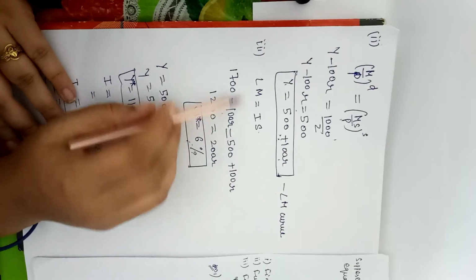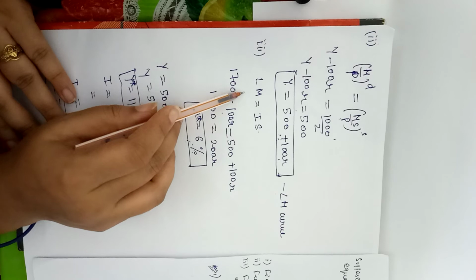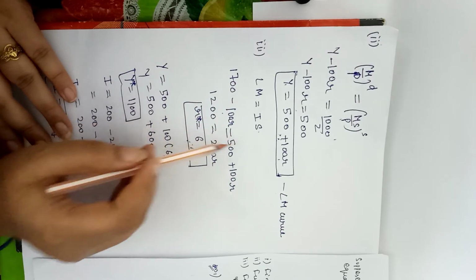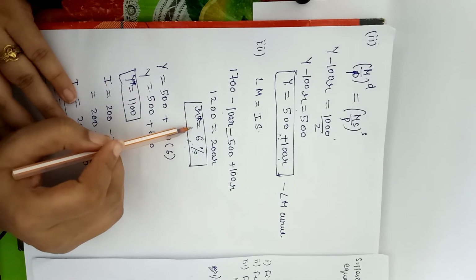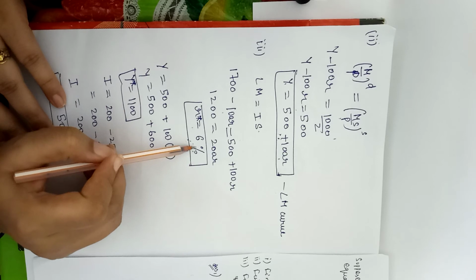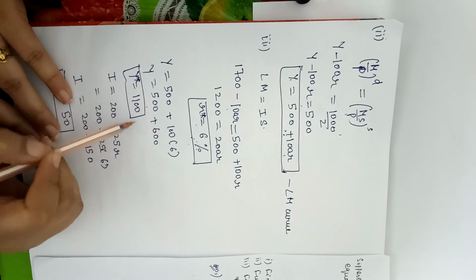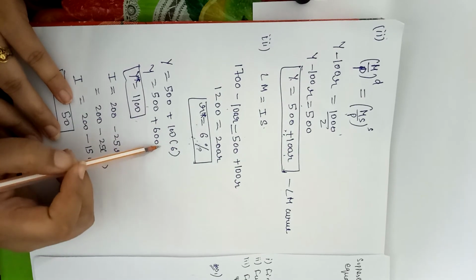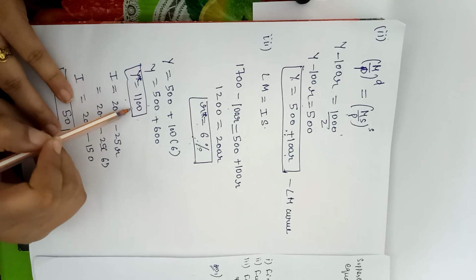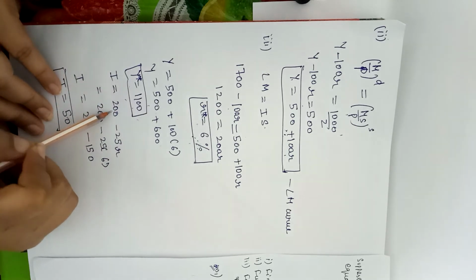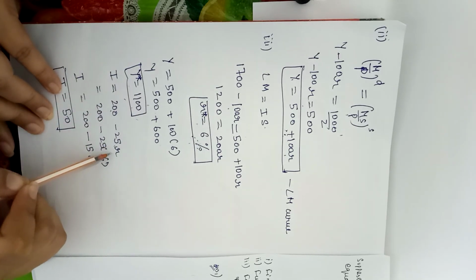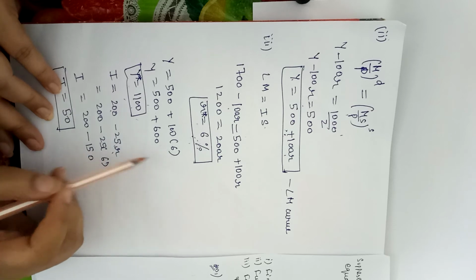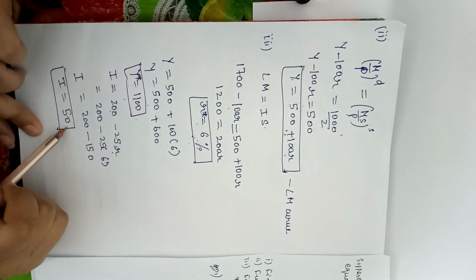So now for the equilibrium level we just equate LM equal to IS and we will find the rate of interest, and then that rate of interest will be substituted in any of the equations, and then we will calculate Y as this. And to get the investment we can substitute this R into the investment function and we will calculate the value of 50.